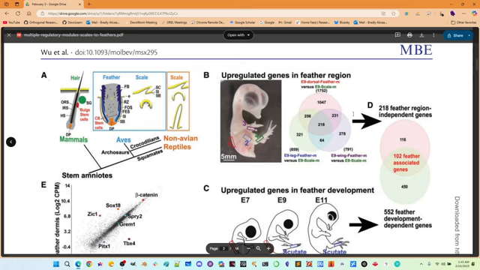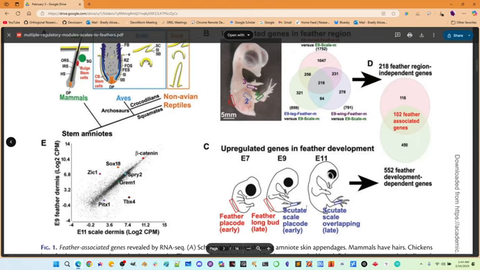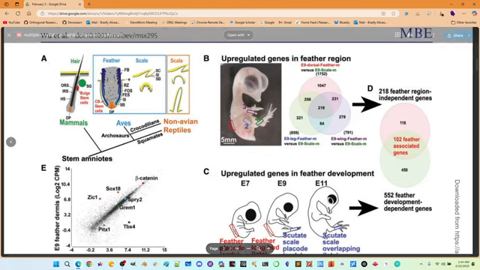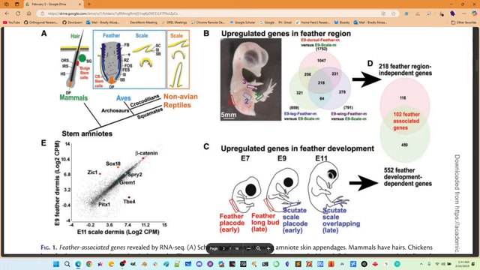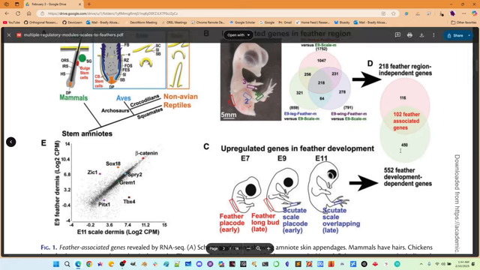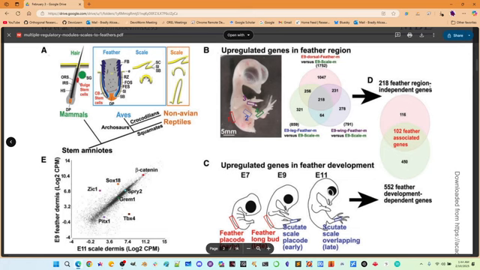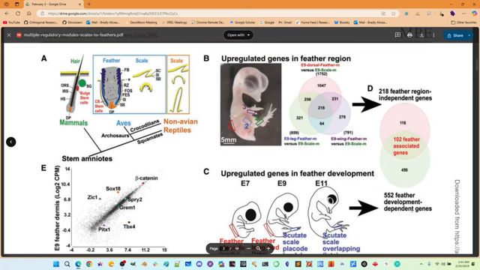They just mark this off, and they do this Venn diagram that shows that there are genes that are expressed in common. This leads us to this comparison between upregulated genes in the feather region, not upregulated genes in feather development, between this region here on the dorsal side of the embryo and the scutate. And then we have this comparison here where we have 218 feather region independent genes, 552 feather development dependent genes, and then 102 feather associated genes. So that's how they get to feather associated genes.